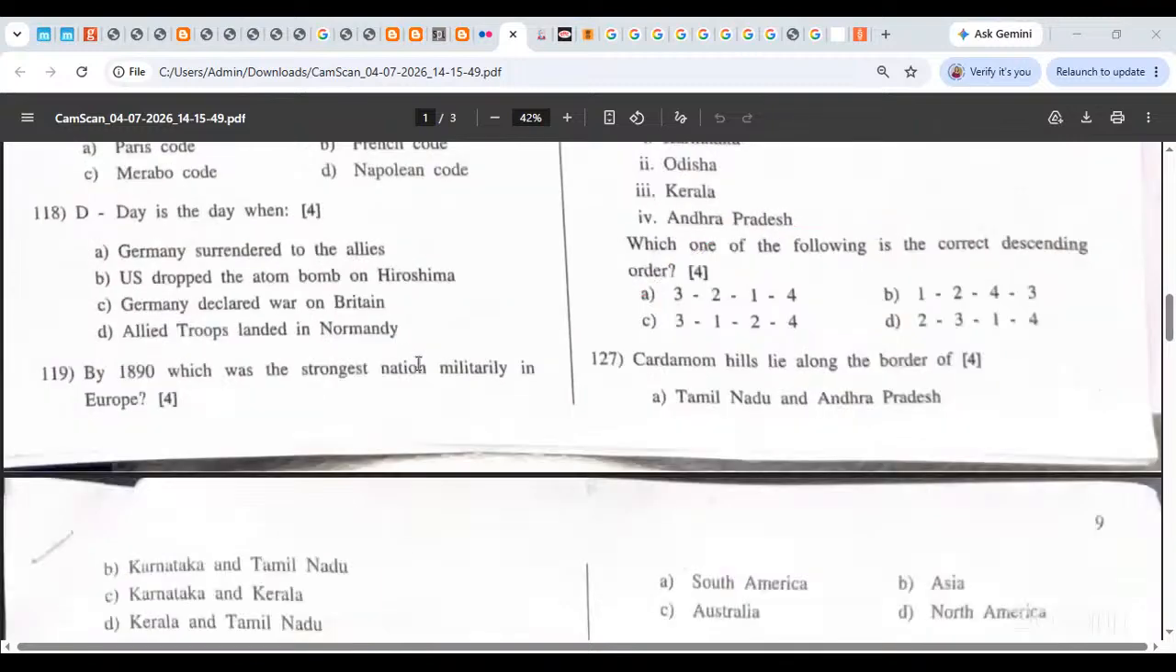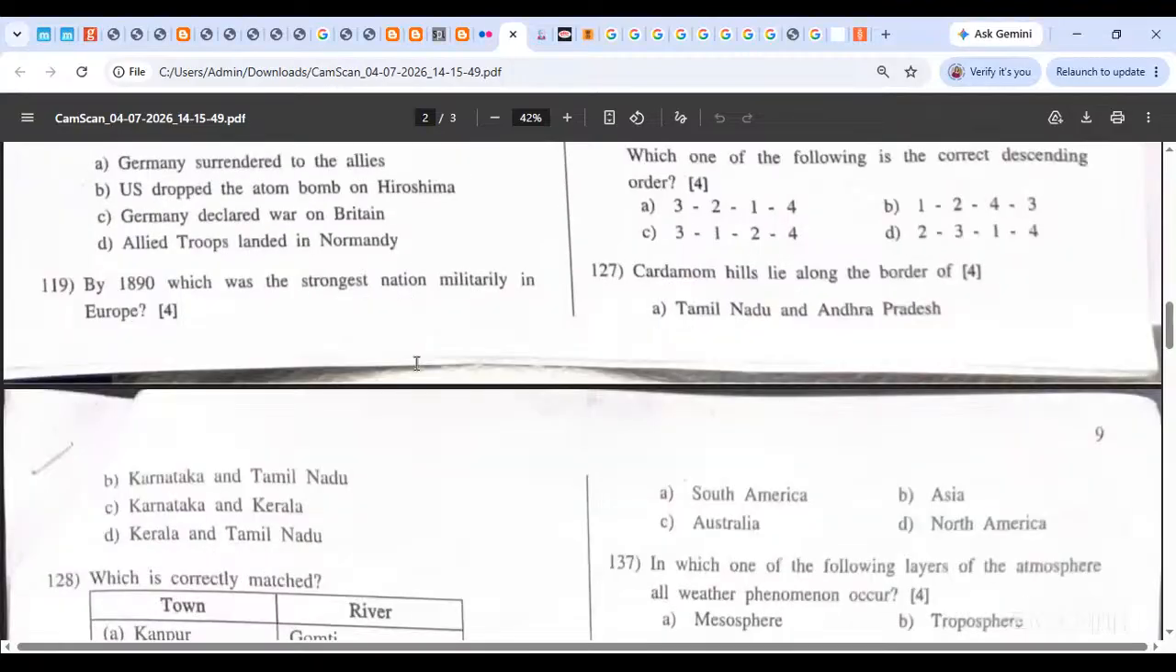Okay, next question. Cardamom Hills lie along the border of Tamil Nadu and Andhra, or Karnataka and Tamil Nadu, Karnataka and Kerala, Kerala and Tamil Nadu. You're looking at Cardamom Hills over here.